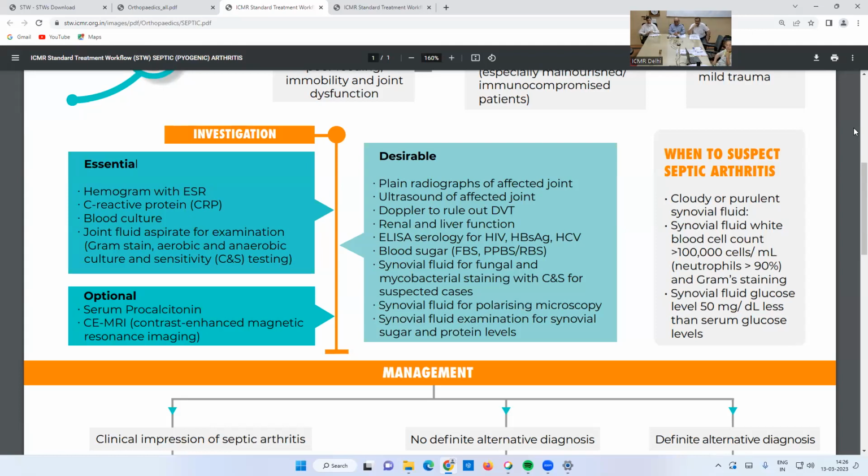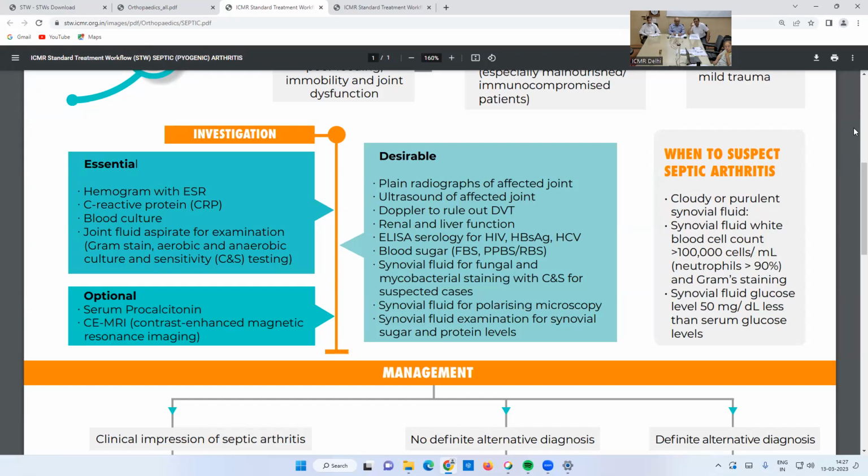So once we send these things, then we have to suspect when it is septic arthritis. If the aspirate is cloudy and purulent, then one can suspect it, or if the synovial fluid blood count is raised, or there is a higher neutrophil count of more than 90%, or the gram staining is positive, or the synovial sugar is 50 milligram per deciliter less than the serum glucose level. These are the things which can clearly say that this could be septic arthritis.